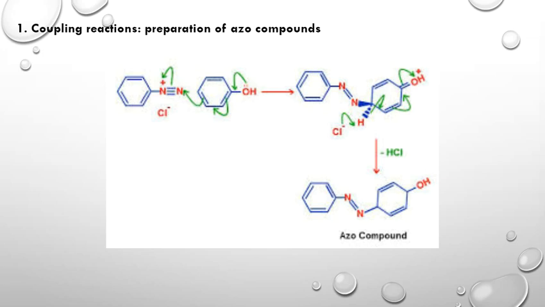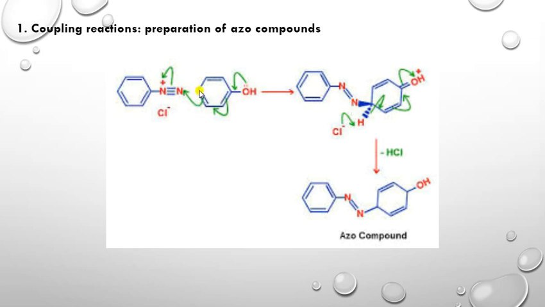By locating this lone pair on the oxygen, because it's conjugated with the aromatic ring with the double bonds here, it will then attack the nitrogen of the diazonium salt. After this conjugated double bonds, you will get this intermediate.